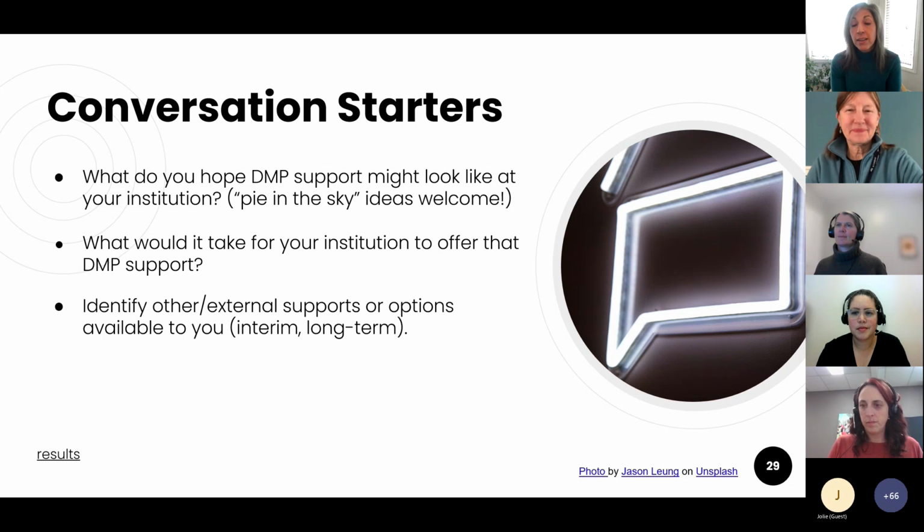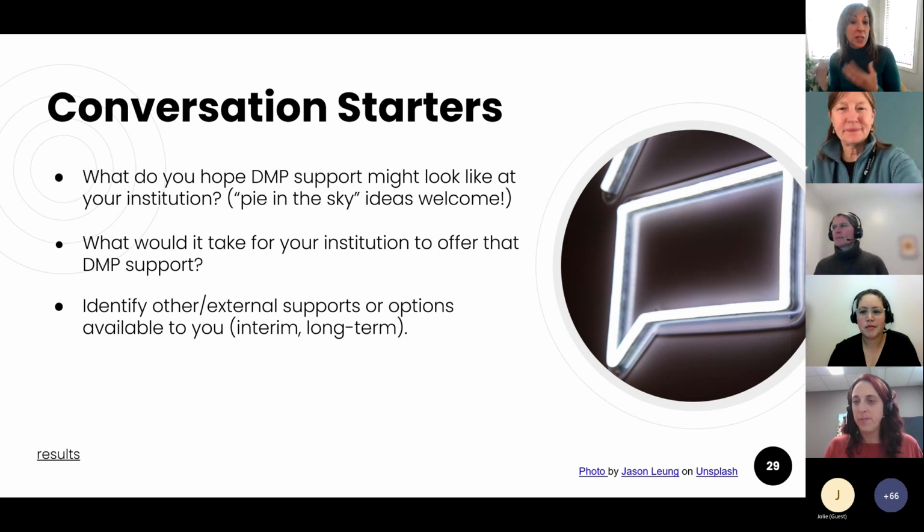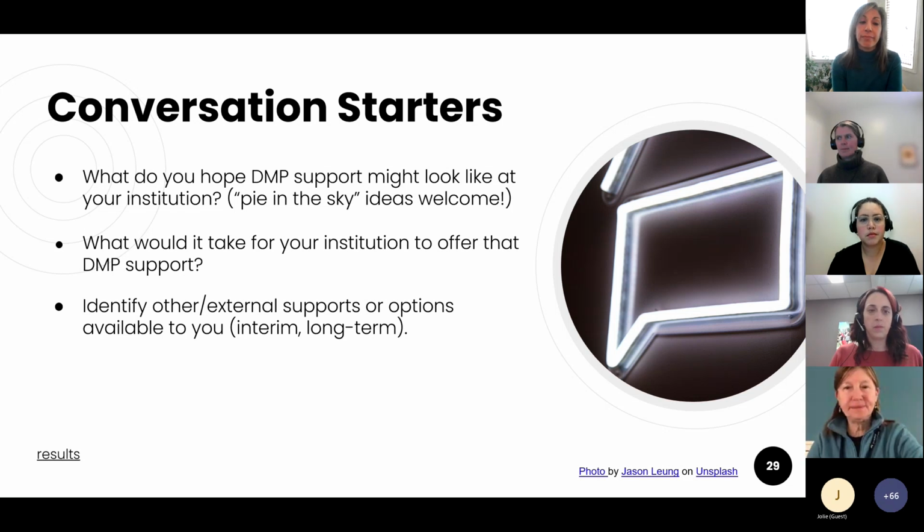We're curious as well. Would you be able to identify other external supports or options that might be available to you? This could be just an interim solution, or again, if you plan to not support DMP at your institution, maybe this might be a long-term solution for you. Look elsewhere. These could be resources. These could be tools. Are you aware of any that you can identify for us all? You can pop that into the chat function too, folks.